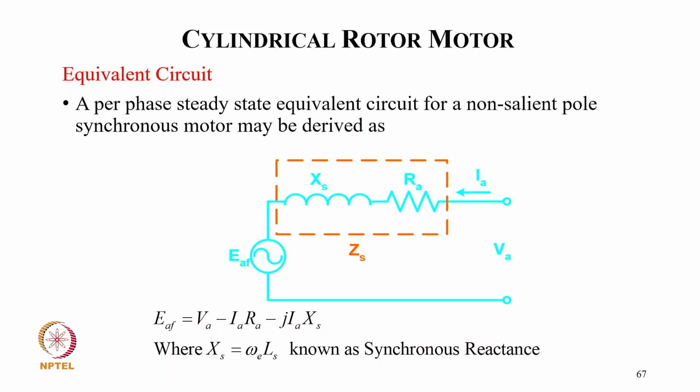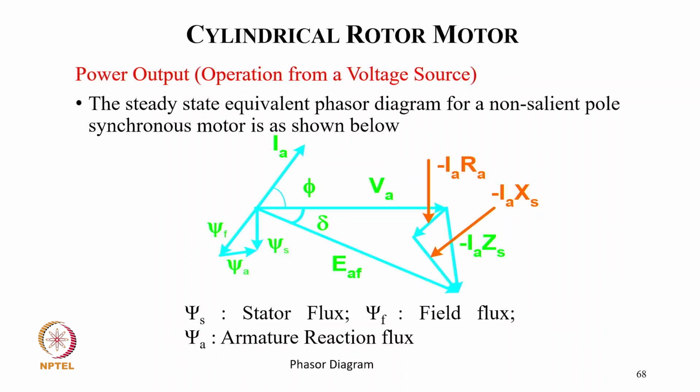So a per phase steady state equivalent circuit for the non-salient pole machine, the cylindrical machine, is RA, XS, EF and V. So EF equals VA minus IA RA minus j IA XS, where XS equals omega LS, known as the synchronous reactance. For power output operation from a voltage source, the steady state equivalent phasor diagram of the non-salient pole synchronous motor is as shown here.